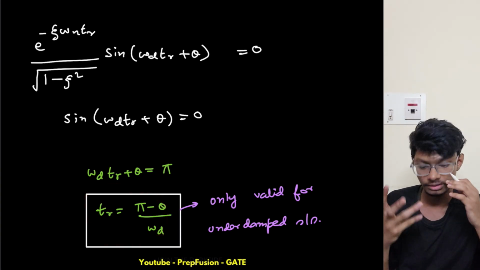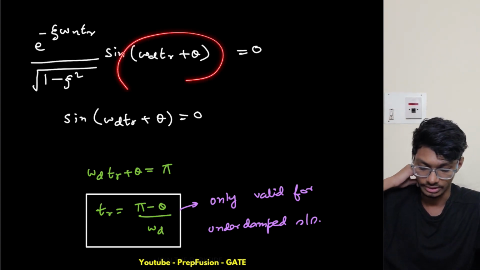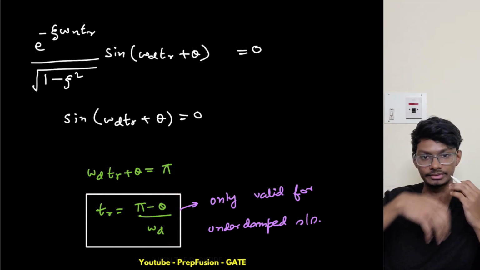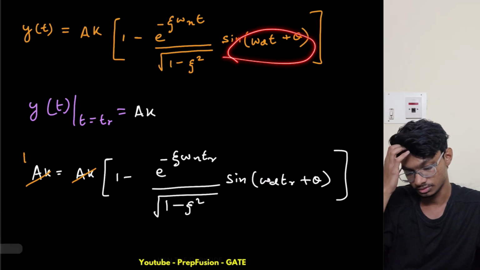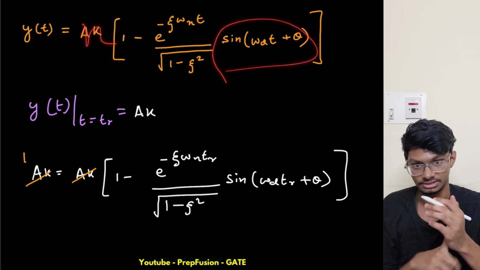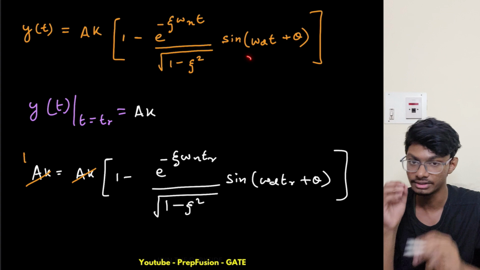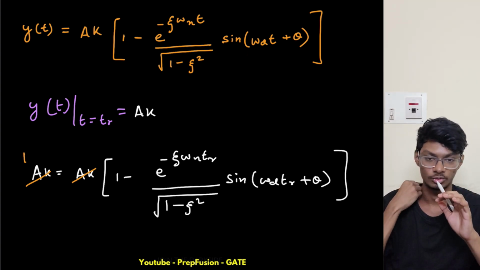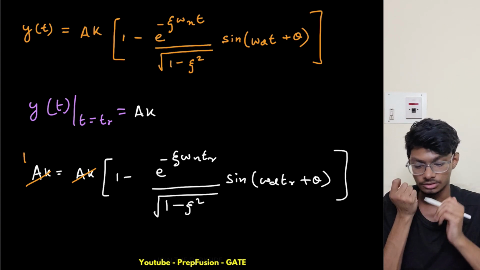How do you remember it? You have to make this sine term 0, and that's why a term like this comes. If you make this one 0, you get your A K itself. Now how do you make it 0? Obviously you can't take t equals minus theta upon omega d, because that would be a negative value of time, which is not possible. Our system gives output only after t equals 0, so that is gone.